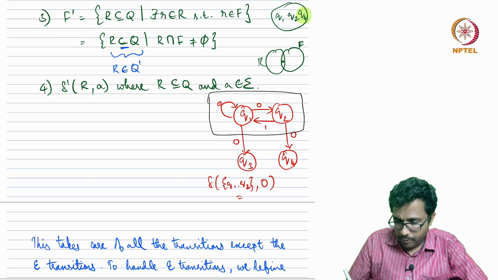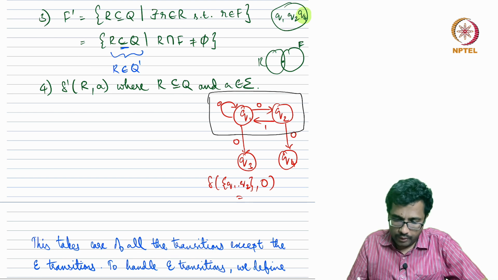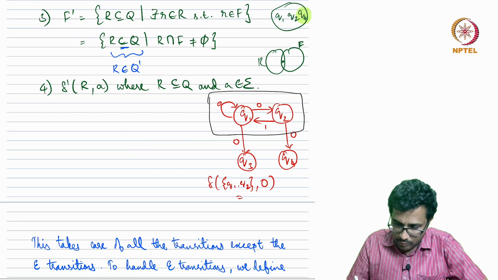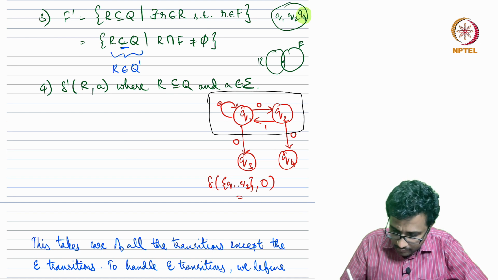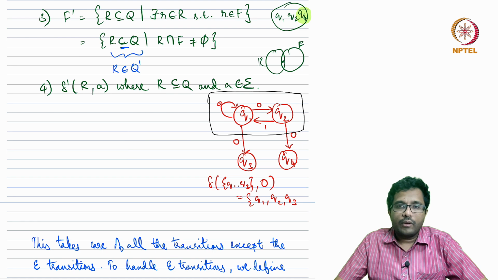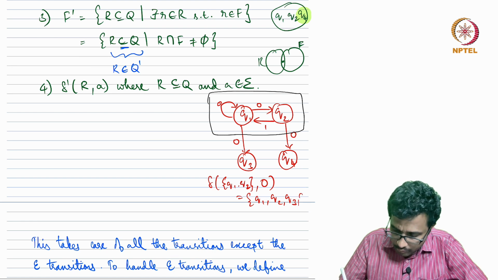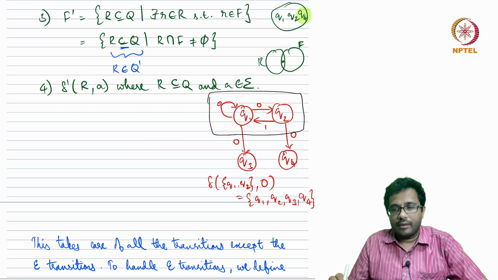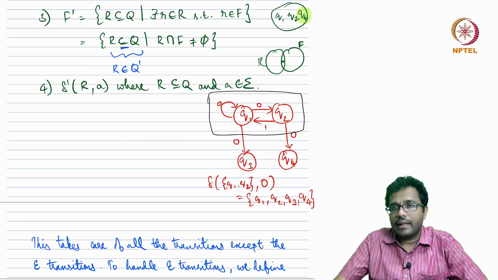Upon seeing the input 0, if you are at Q1, one option is you remain at Q1. One option is you go to Q2. Another option is you go to Q3. So you could be at Q1, Q2 or Q3. But if you are at Q2, another option is to go to Q4. So there are 4 options available. One is to remain at Q1, another is to go to Q2, another is to go to Q3, another is to go to Q4.